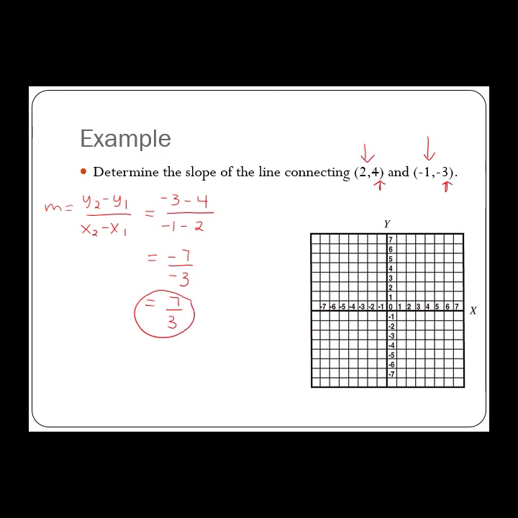Now I'm going to check this visually because some of us are more visual learners. I'm going to go 2, 4, and then I'm going to go negative 1, negative 3. And I can see that as I move from one point to the other, I am going up, so I am expecting a positive slope. And I'm just going to walk my way there. 1, 2, 3, 4, 5, 6, 7 steps up. And then I'm going to do 1, 2, 3 steps over. So it is 7 over 3.